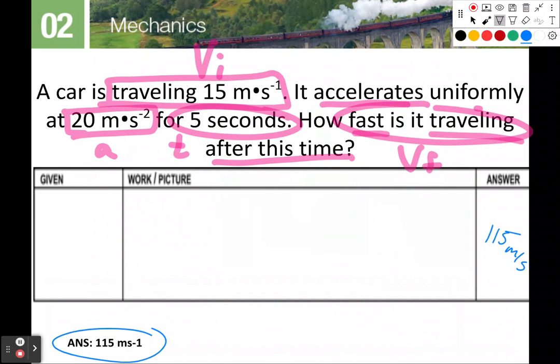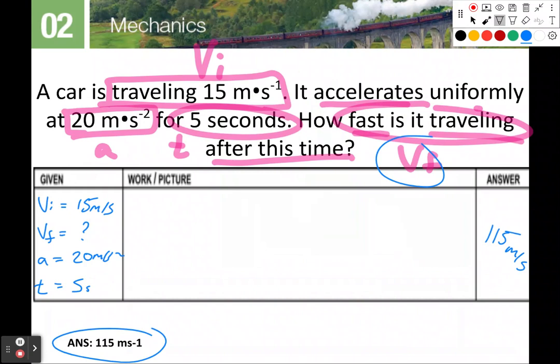Okay, now let's go down and write that. Our v of i is equal to 15 meters per second. Our v of f is our question mark. We don't know that. Okay, our acceleration is 20 meters per second squared, and our time is 5 seconds.